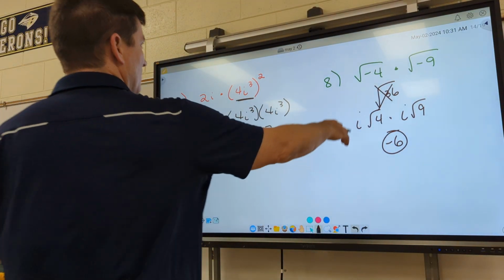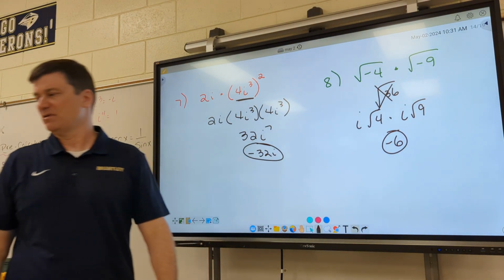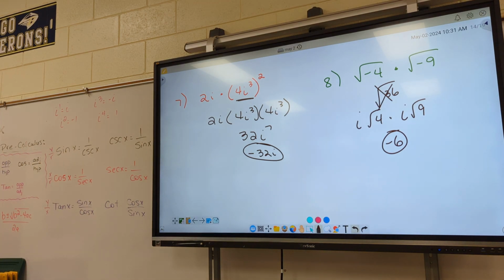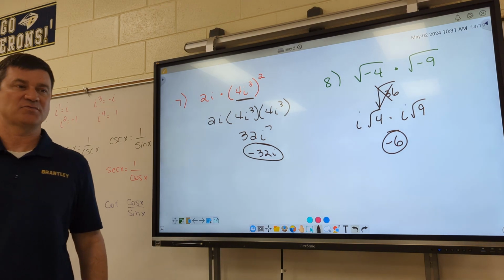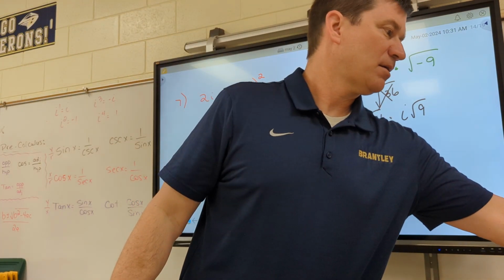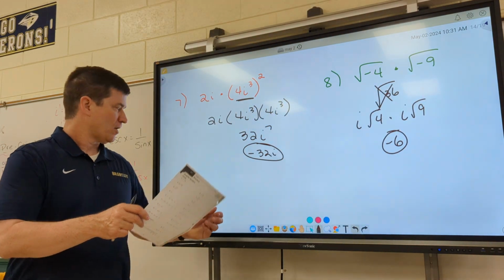Now I don't think you can type that in the calculator. I think you would have to at least take the i's out, right? You can type in root negative 4 and root negative 9. No, I took the i out. Oh, okay, that's what I'm saying. You have to take the i's out. All right, let's go to 9.